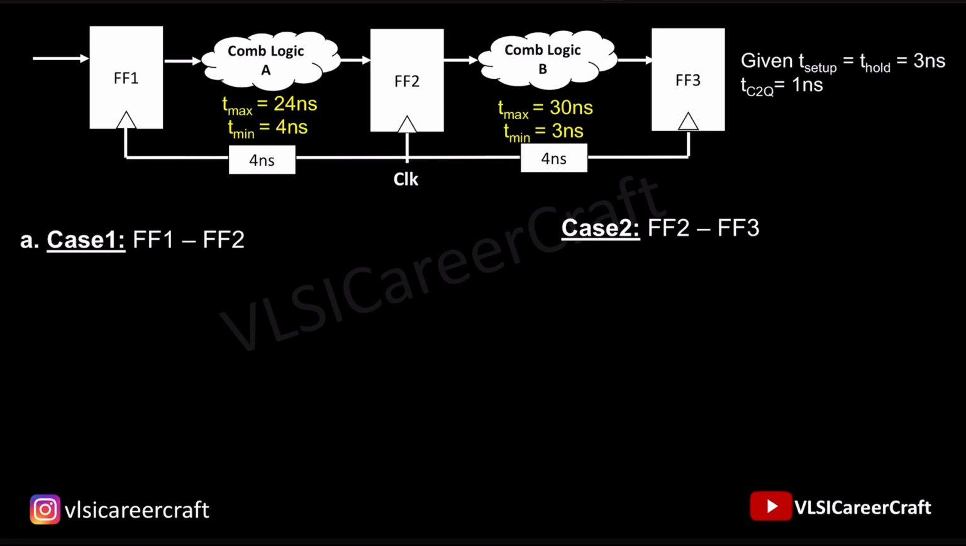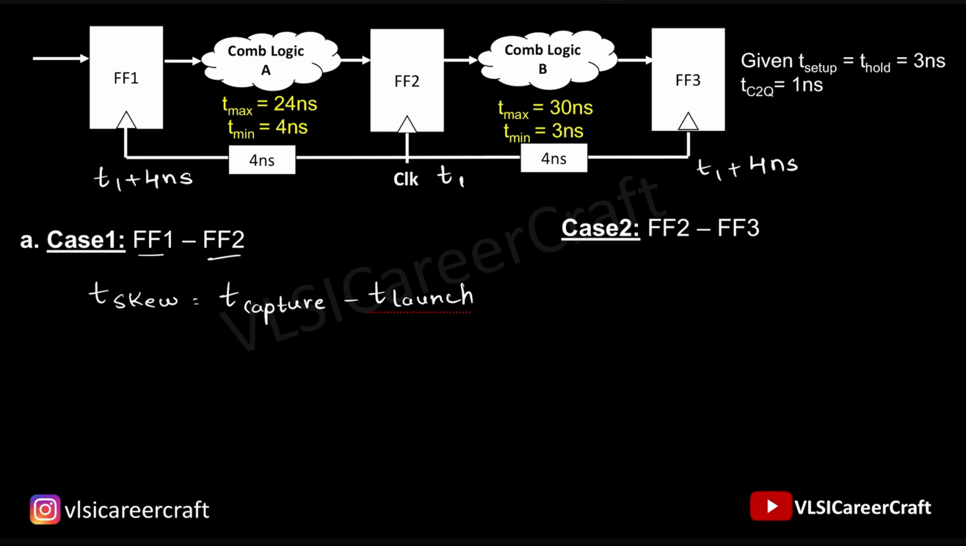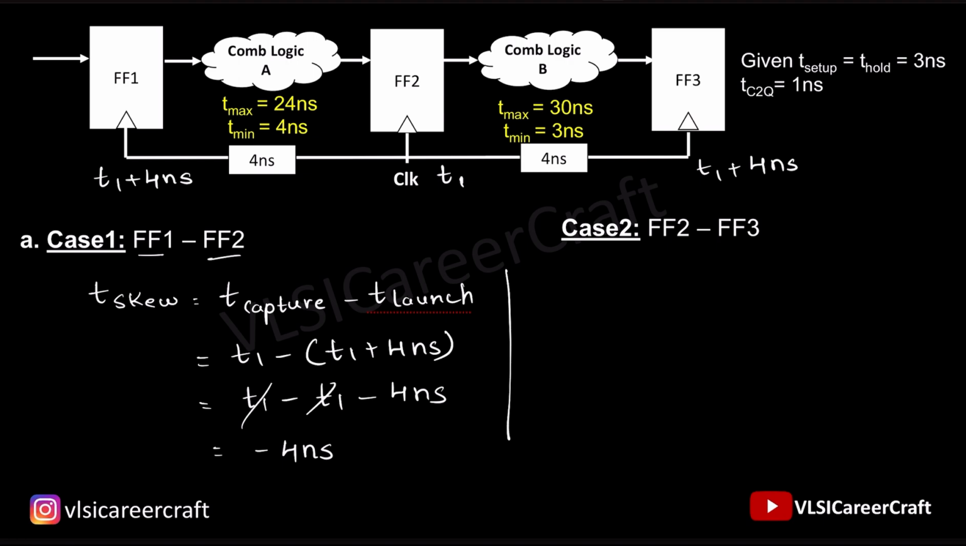For case 1, which is the path from flip-flop 1 to 2, the clock skew, T skew, is nothing but T capture minus T launch. Let's assume that the clock for flip-flop 2 is coming at time t1. So the clock to flip-flop 1 is coming at time t1 plus 4 nanosecond. Similarly, at flip-flop 3 also it is coming at t1 plus 4 nanosecond. Let's substitute these values in the clock skew equation. T capture is flip-flop 2 in path 1. So t1 minus (t1 plus 4 nanosecond), that is t1 minus t1, which gets cancelled. Finally, we are left with a negative clock skew of minus 4 nanosecond. This is for case 1.